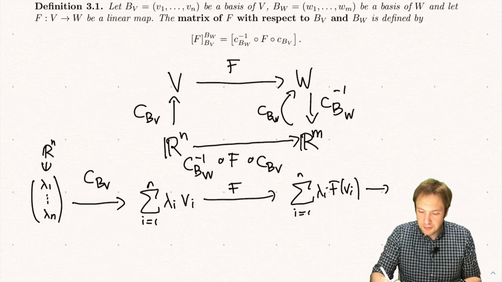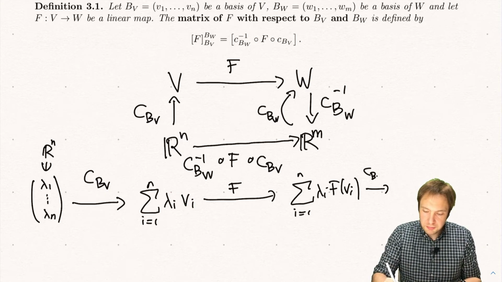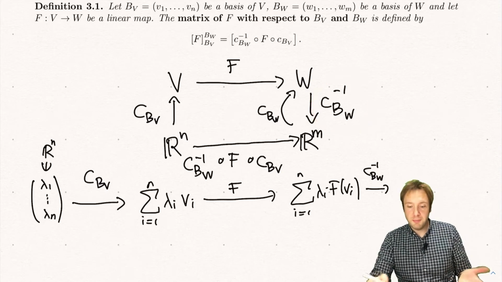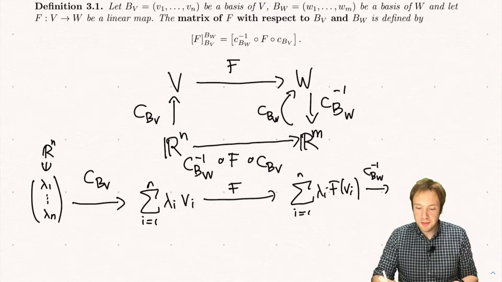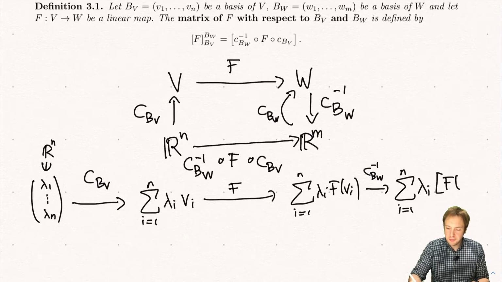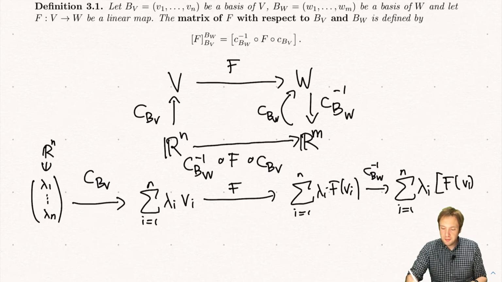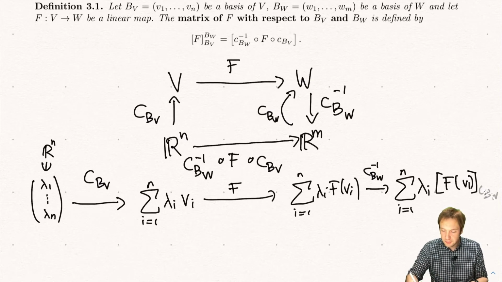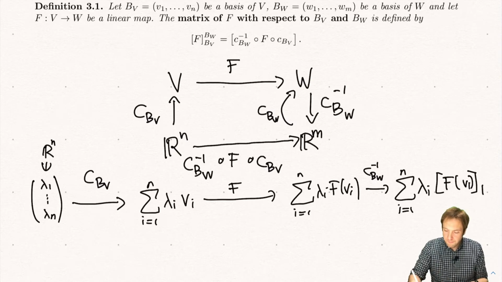And now applying the inverse coordinate map here. Taking the inverse of the coordinate map just means we can replace this F of vi by its coordinate vector. So this is given by this linear combination, where we have the coordinate vector of the vector F of vi. This is an element in W, so we can ask for the coordinate vector with respect to the basis BW.